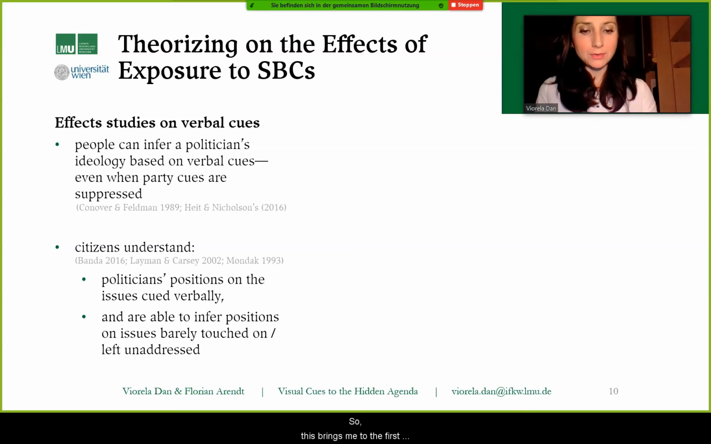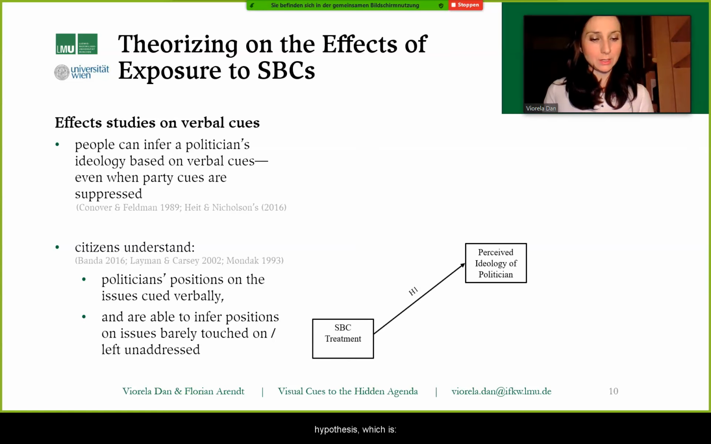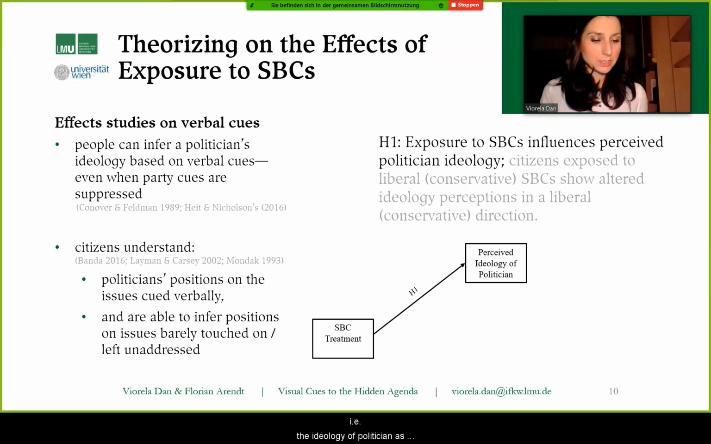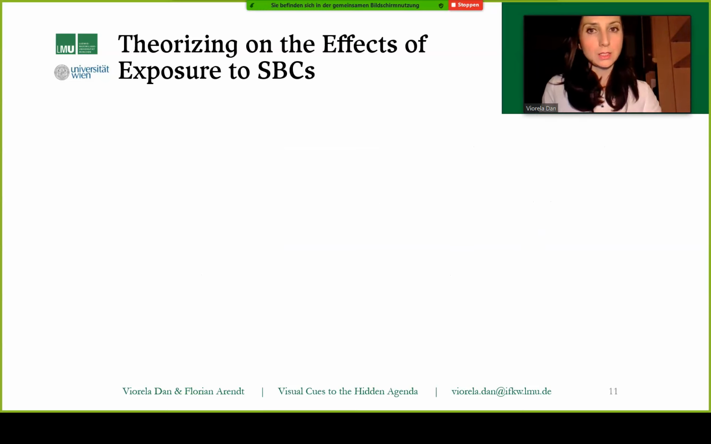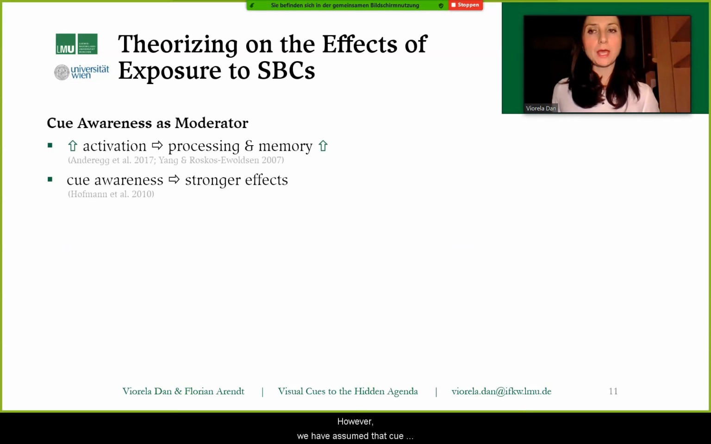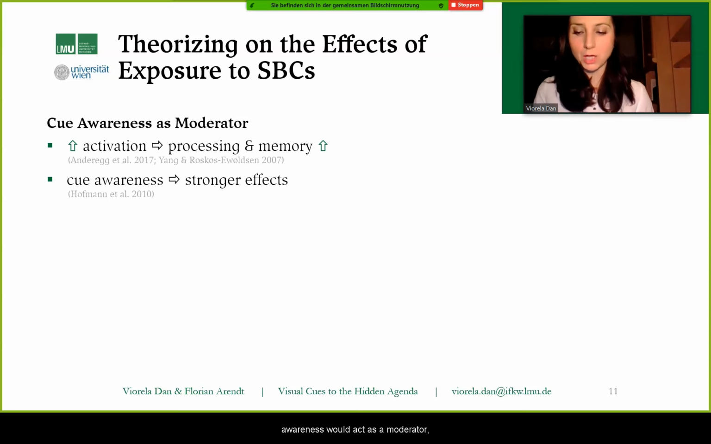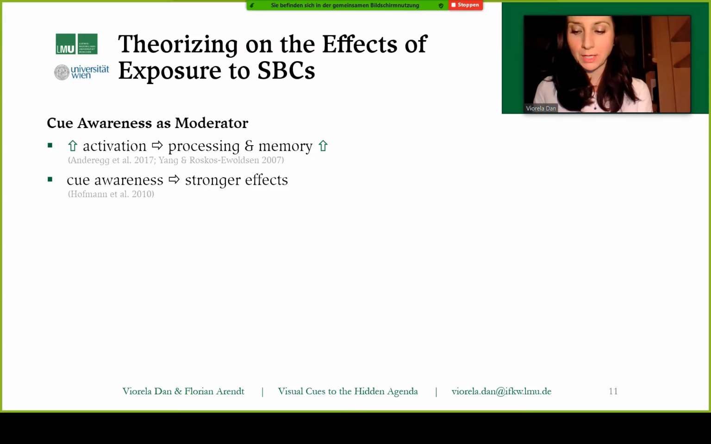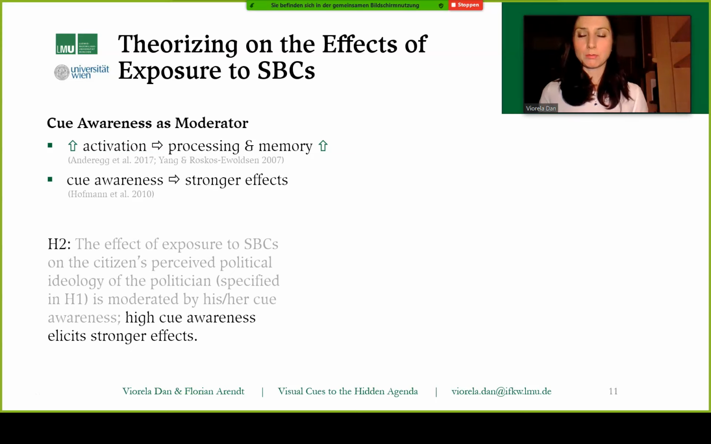So, this brings me to the first hypothesis, which is that exposure to SBCs would influence perceived political ideology, so the ideology of the politician as perceived by citizens. This was our first dependent variable. However, we have assumed that cue awareness would act as a moderator, in the sense that when people are being activated, so is their information processing and their memory. In this case, cue awareness should lead to stronger effects. So the second hypothesis pretty much expected just that: high cue awareness would elicit stronger effects.